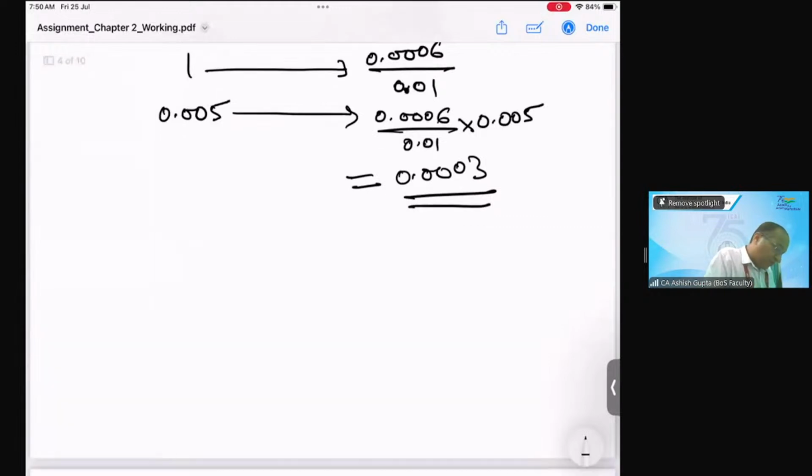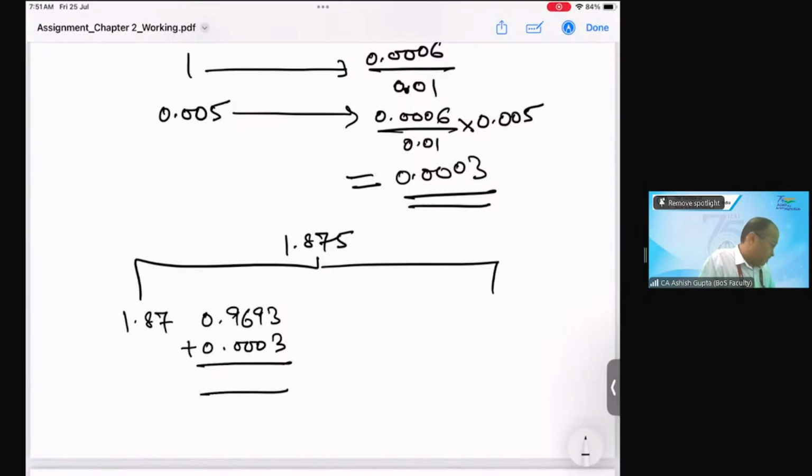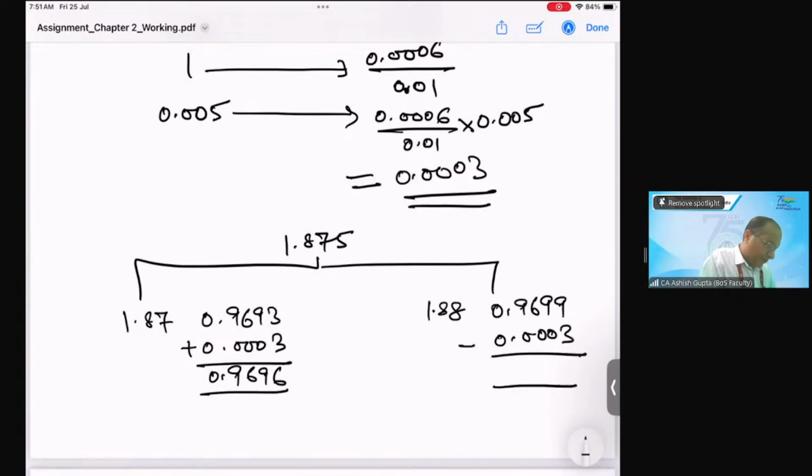Now, the value for 1.875 can be computed in two ways. If I take the value of 1.87, that is 0.9693, I add the same 0.0003, and now the value comes to 0.9696. If I take the value for 1.88, which is 0.9699, in this case I deduct 0.0003. So both ways I can compute the value. In one case I add, in the other I deduct. So this value comes to 0.9696.